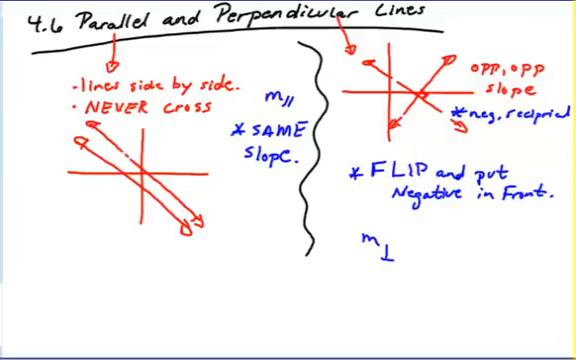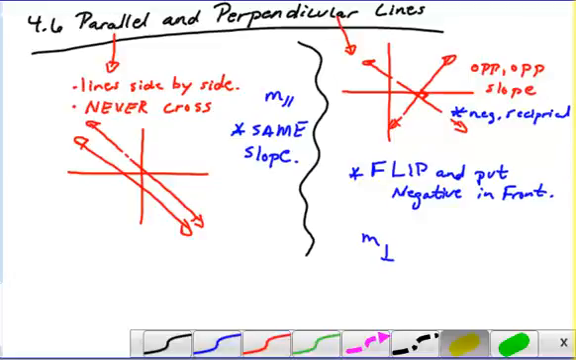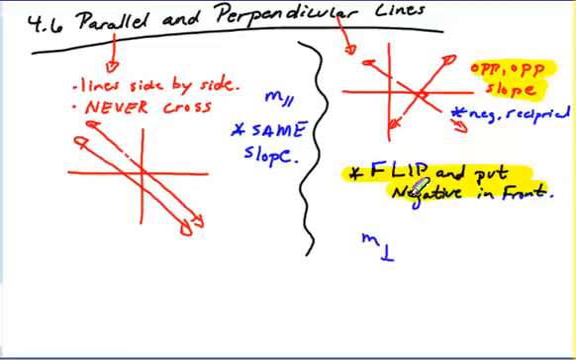But the main idea, even though I'm showing you little short ways to write it fast, is opposite, that, and same slope. Those are the two most important things that you would have learned last time, or at least been exposed to briefly last time.